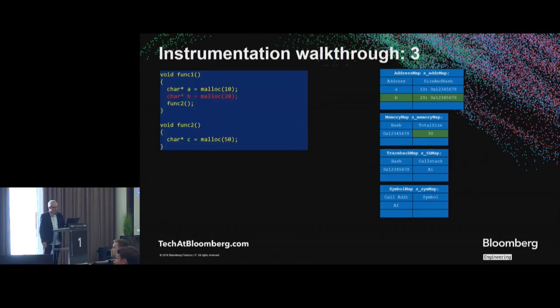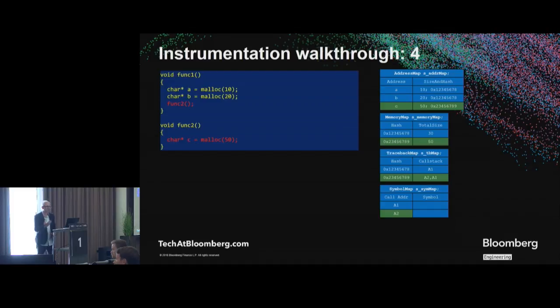We add a new entry. Then we jump into another function. It's just another malloc, but it is now a different unique callstack. So we add a new entry in the memory map, and we also add a new entry in the traceback map as well. We've now got a new symbol to resolve later, which gives us all the data to produce some nice output.